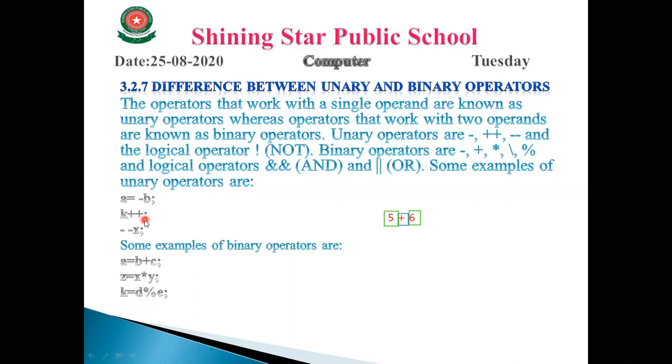Now when we take some examples of the binary operators, a equals b plus c. Now b and c are two operands and the operator is single, plus. z equals x * y. Again, x and y are two operands. And now k equals d % e. Again, we have two operands, d and e. So this is called the binary operators. Okay. Now let's move to the next slide.